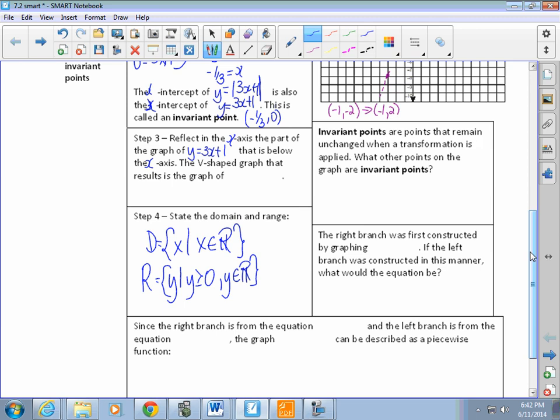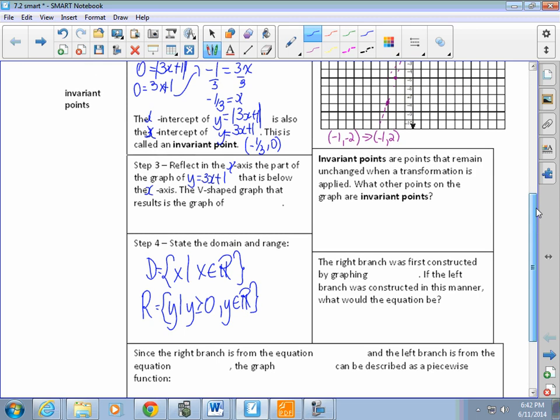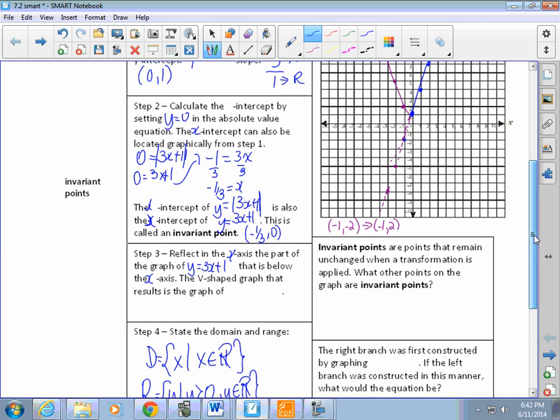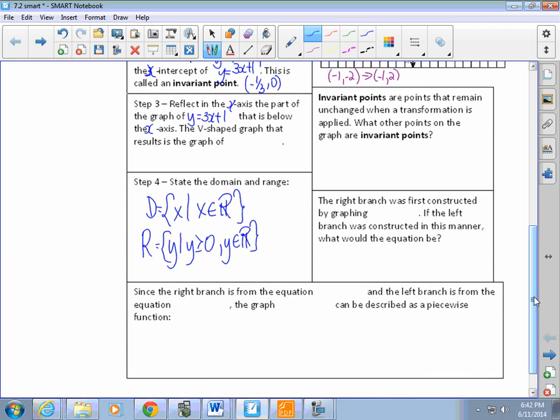So if we take a look, then the ones on this right branch, this whole side here, would be invariant points because they are in common to both the original equation and the absolute value equation. So the entire right branch would also be invariant points.